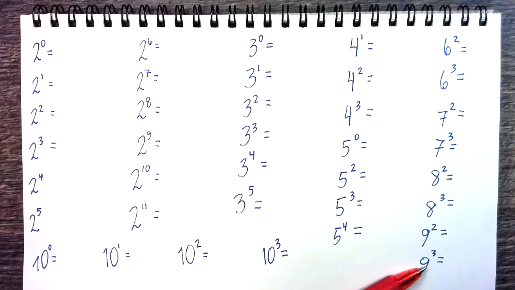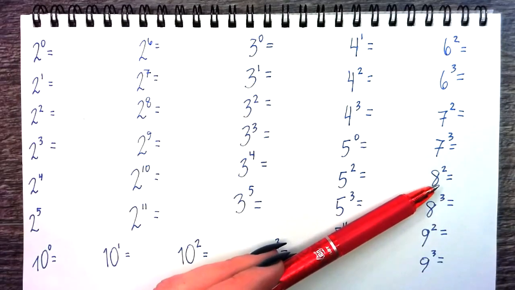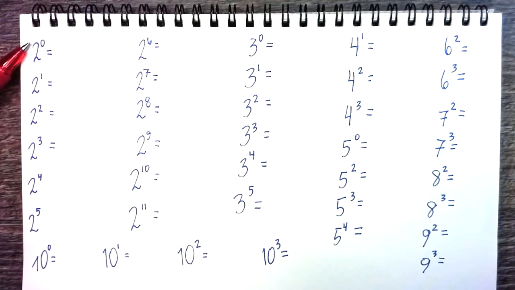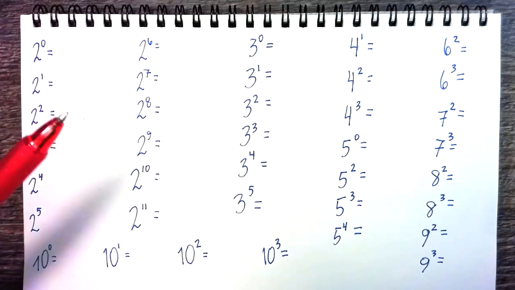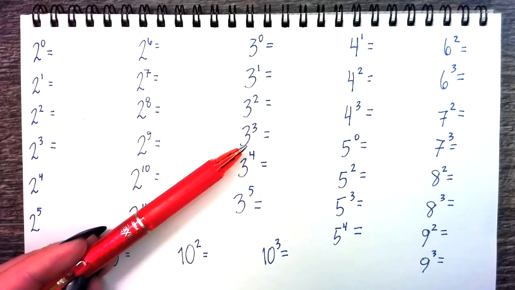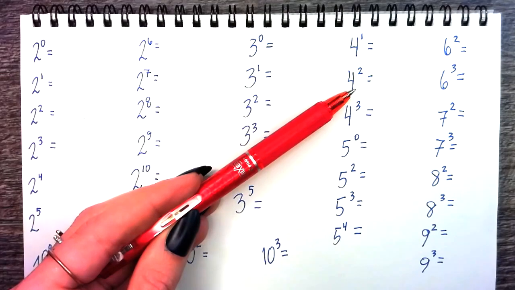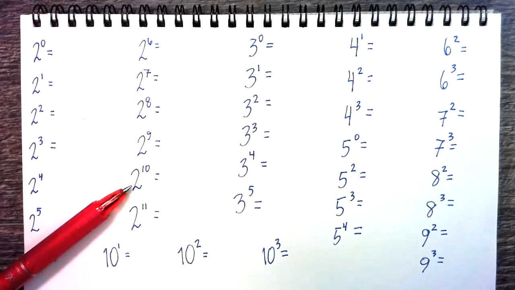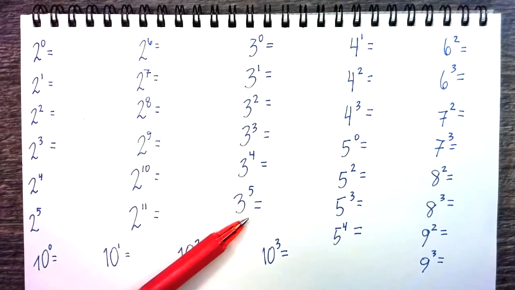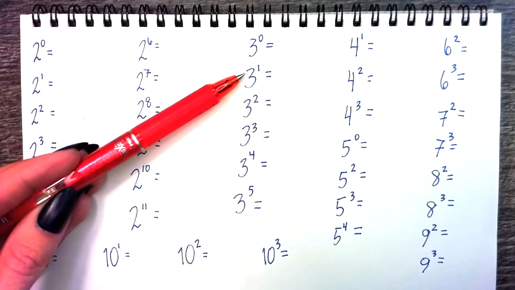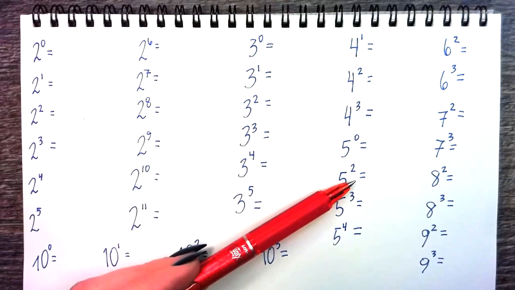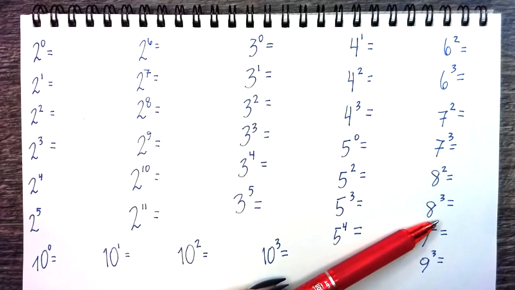9 to the third power is 729. 8 to the second power is 64. 4 to the first power is 4. 2 to the 0 power is 1. 3 to the third power is 27. 4 to the second power is 16. 10 to the 0 power is 1. 2 to the 10th power is 1024. 3 to the 5th power is 243. 3 to the first power is 3. 2 to the 6th power is 64. 5 to the second power is 25. 8 to the third power is 512.